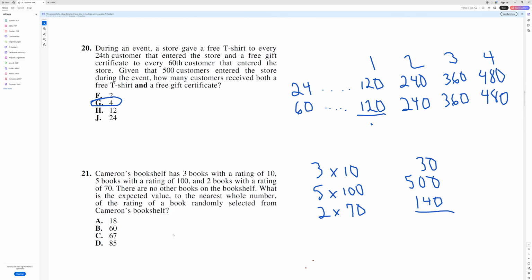When you add this up, you have 10 books with different ratings, and the ratings add up to 670. So if you were to divide 670 by 10, by canceling a 0, it's 67. So an average of 67, that would be your answer C.